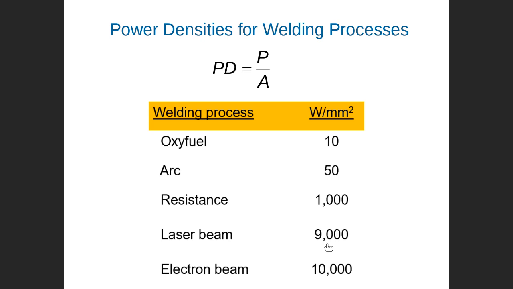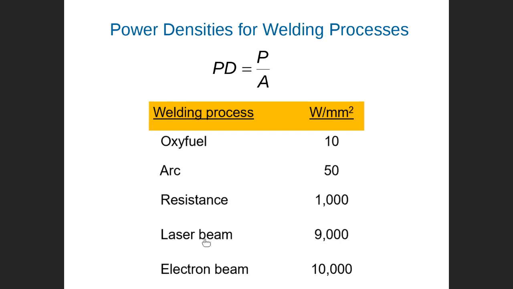Laser welding 9000. You see that? Because the area in laser welding is very, very small. It's a micro scale area. You get 9000 watt compared with gas welding and arc welding. This one is huge. That's why, because the power density is very high, it can produce very deep welding compared with gas welding and arc welding.